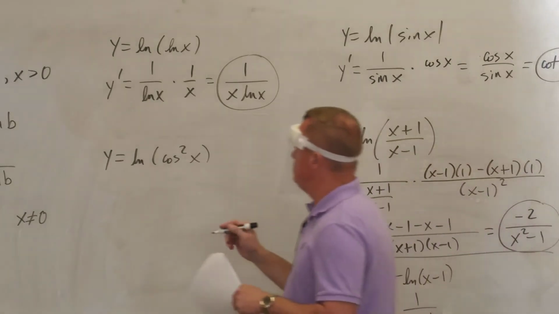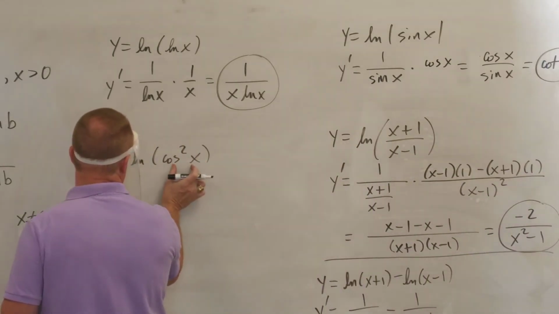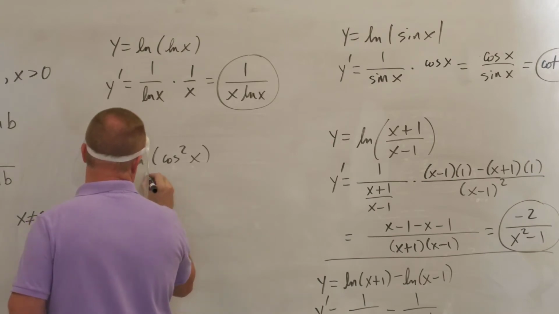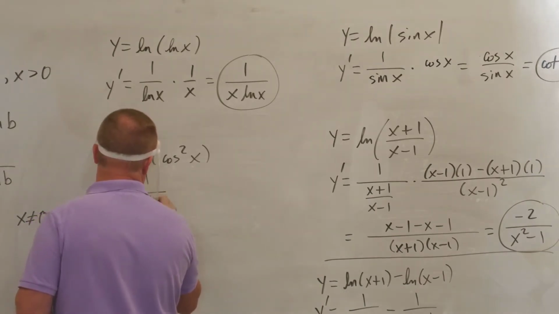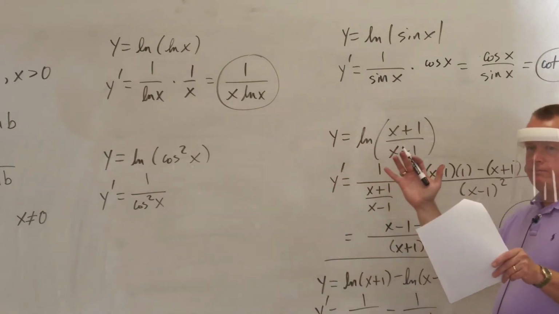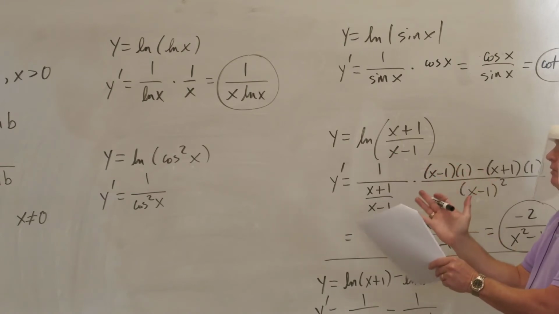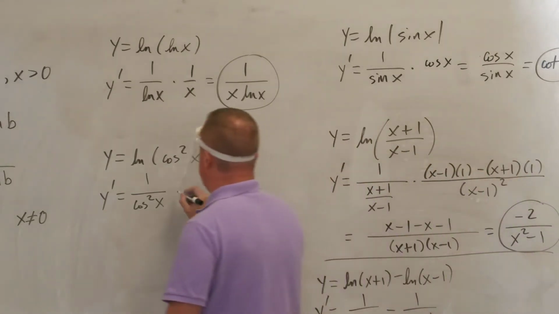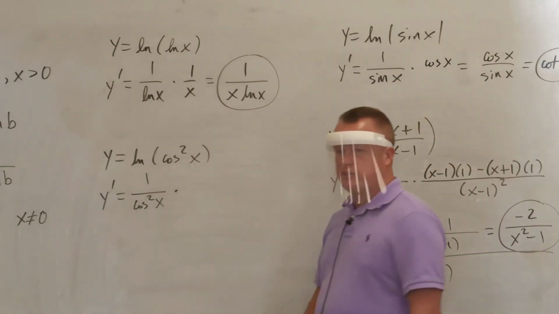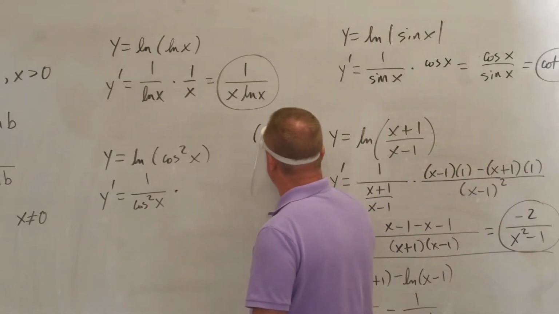Just like the last one, your outside function is ln, the inside is cosine squared x. So first I would have 1 over cosine squared x. That would be the derivative of that ln part. Okay. The chain rule, multiply by the derivative of the inside. So the inside part is cosine squared x. Okay. Well, cosine squared x is the same as this.